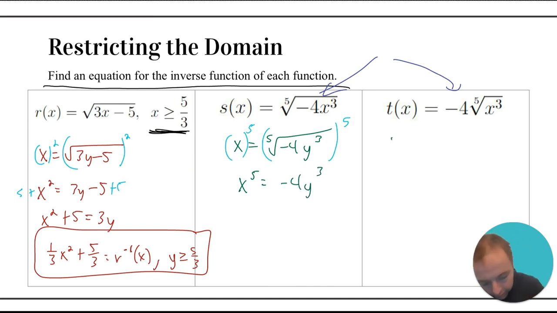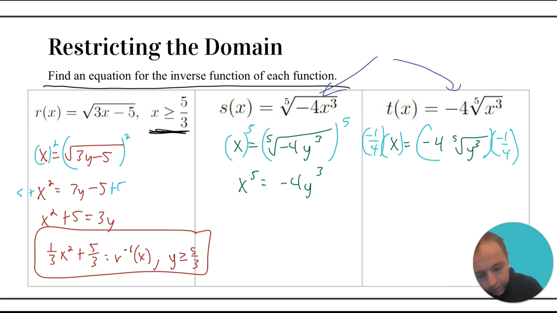Versus in the other problem over here, if we were to set up by switching the variables, first of all, we would have this. But now, the y is cubed and then 5th rooted and then multiplied by -4, so you'd actually want to divide both sides by -4, which is the same as multiplying by -1/4. So then you'd result in -1/4 x is equal to the 5th root of y to the 3rd. So just a little bit of a different order of solving, right?